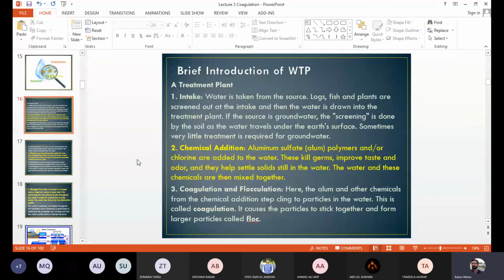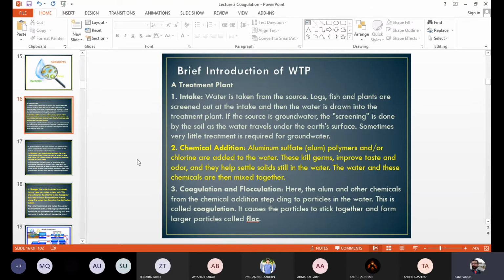Let me introduce you to the water treatment plant overview. At intake, water is taken from the water source. It might be surface water, or it can be a groundwater source. Logs, fish, and plants are screened out at the intake, and then the water is drawn into the treatment plant. If the source is groundwater, the screening is done by the soil as the water travels under the earth's surface. Sometimes very little treatment is required for groundwater.